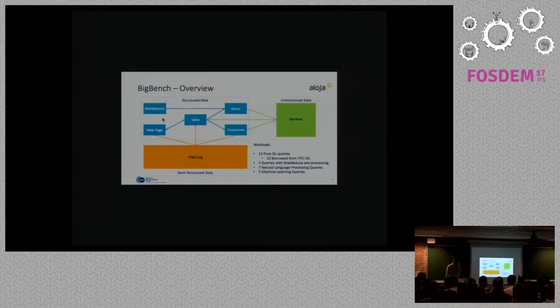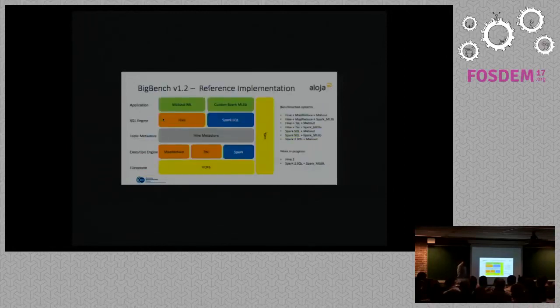So for the workload itself, there are 30 queries divided into 4 kinds of use cases. 14 pure SQL queries, which retrieve information from the structured section. Then we have 4 MapReduce queries, pre-processing the data before selecting it, 7 natural language processing queries, and 5 machine learning queries. So don't be overwhelmed by this.